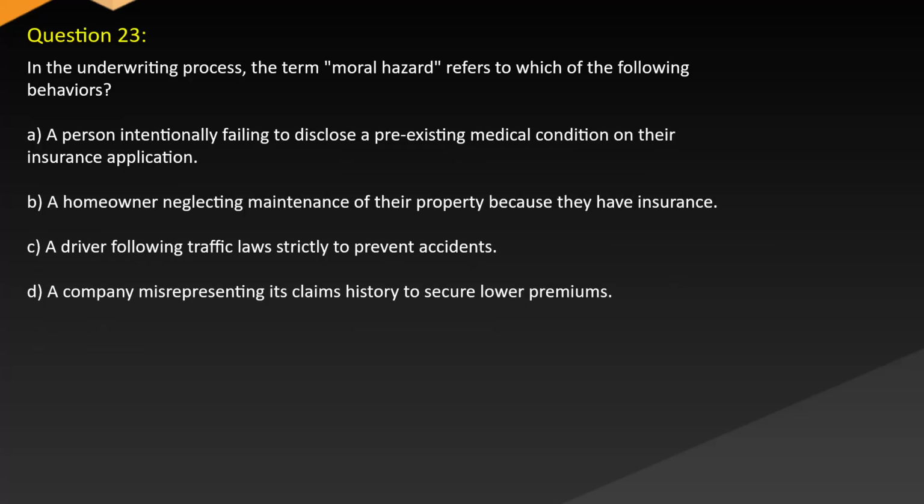Question 23. In the underwriting process, the term moral hazard refers to which of the following behaviors? A. A person intentionally failing to disclose a pre-existing medical condition on their insurance application. B. A homeowner neglecting maintenance of their property because they have insurance. C. A driver following traffic laws strictly to prevent accidents. D. A company misrepresenting its claims history to secure low premiums.